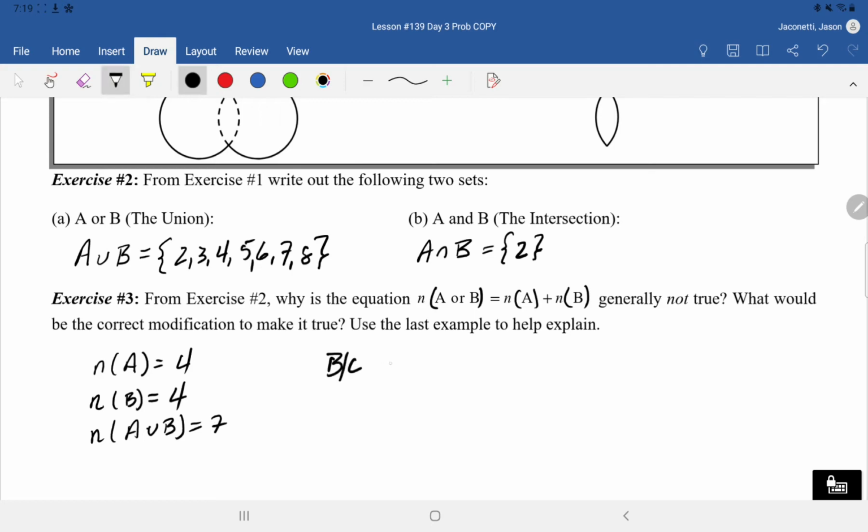Because the number 2 is in the intersection of A and B. And because it's an intersection, anytime you have something in the intersection, the only time the event A or B is equal to the event A plus the event B, the number of times it occurs, is when the intersection is empty. Our intersection is not empty, thus we don't have a situation where it's exactly the same.